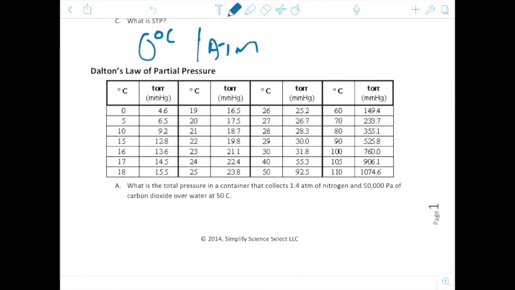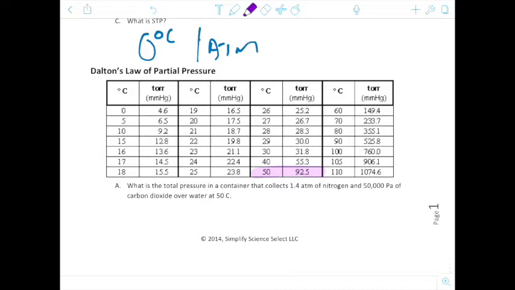Looking at Dalton's law of partial pressure, it says what is the total pressure in a container that collects 1.4 atmospheres of nitrogen, 50,000 pascals of carbon dioxide over water at 50 degrees Celsius. So we have the water vapor chart here, and we see that at 50 degrees Celsius we will have a pressure of 92.5 torr. What we need to do is get all these pressures in the same unit, and then just add them together.